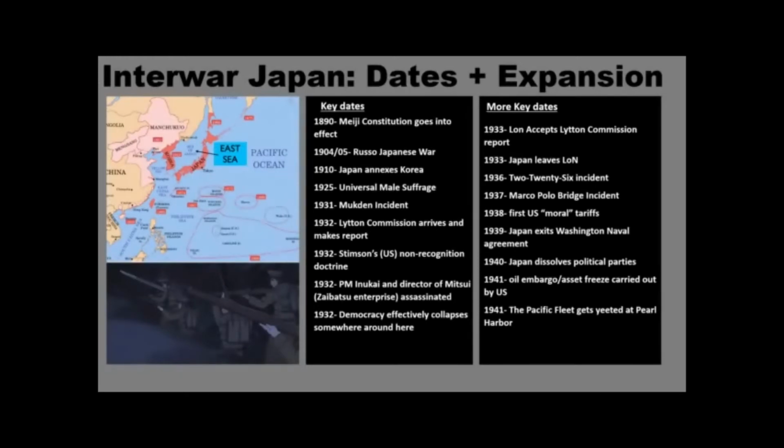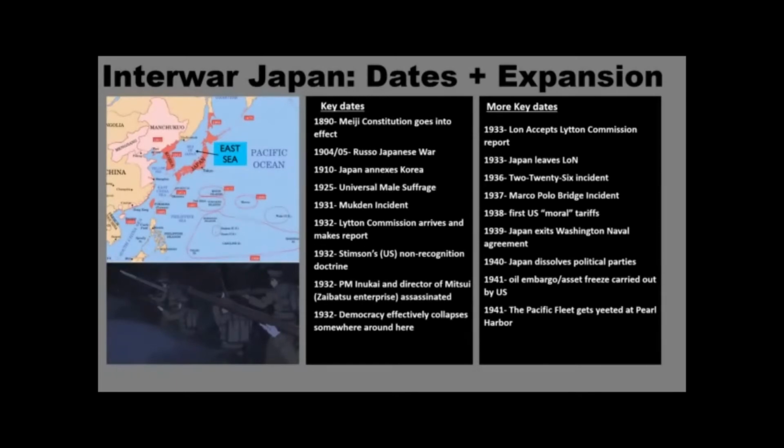They agreed with the decision, and they told Japan to leave Manchuria, which Japan had turned into a puppet state under a Chinese emperor, called the state of Manchukuo. But Japan, instead of leaving Manchuria, decided to leave the League of Nations instead. And then we'll see this continued radicalization: 1936, the 226 incident, an attempt to overthrow the government by a radical faction of the army, despite the fact that the army was already effectively in charge. And then in 1937, the Marco Polo Bridge incident. So the Second Sino-Japanese War, the invasion of China.